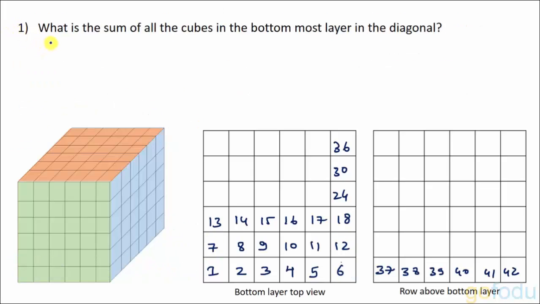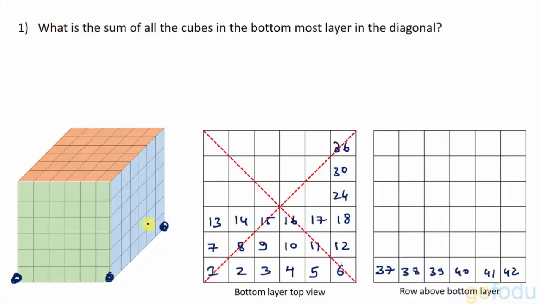So question 1 says that what is the sum of all the cubes in the bottommost layer in the diagonal? So in the bottommost layer, that is this layer, this is the first cube and this is the cube which is diagonally opposite to it. So this is the diagonal that we are talking about. Similarly, there will be one more diagonal connecting this cube and the cube in the opposite corner like this.